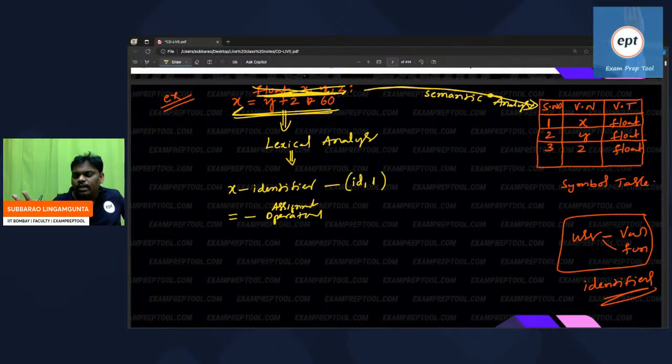New people give token number. So old people, you don't need to give. So I think there is no token number for the assignment operator. By seeing this one, the compiler, the lexical analyzer, got to know that.